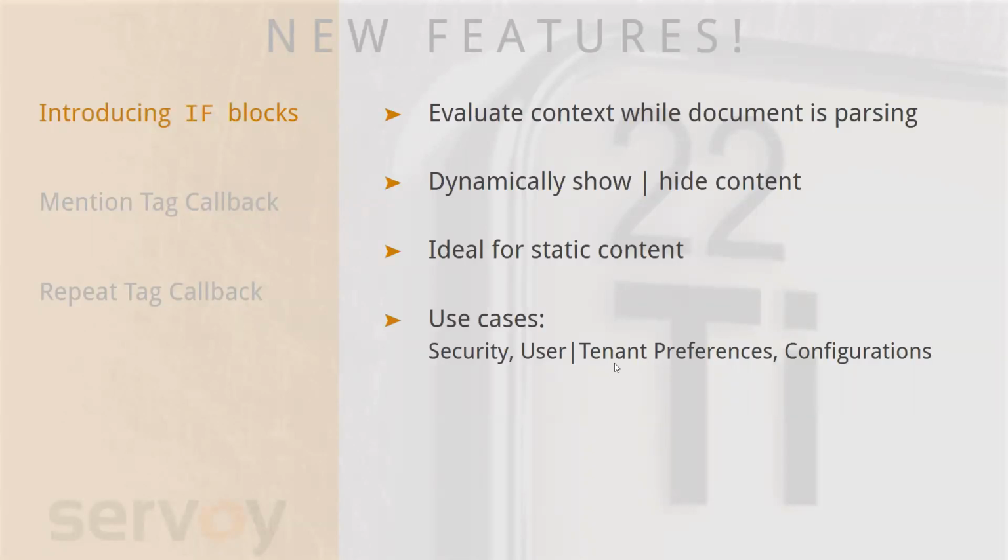The first one is brand new, and it's called if blocks. Essentially, this is a tag you can insert into a document, like an open and close tag, and in between that is the block. You get to evaluate while the document is processing, like if you're merging tags, if the content within that block should be shown or not.